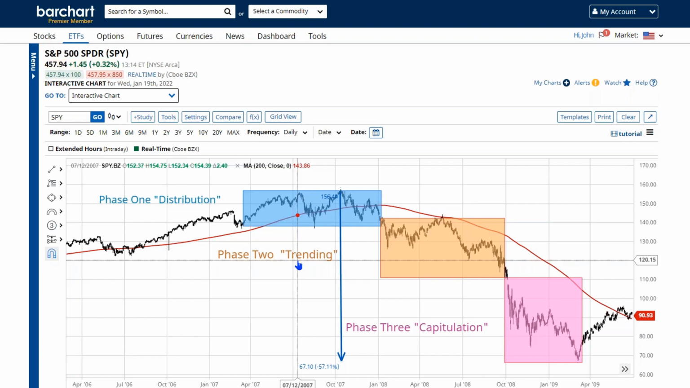But also, if we think about trends, a downtrend is defined by a series of lower lows and lower highs, lower lows and lower highs, lower lows and lower highs. And so we're in the trending phase. And then finally, the last phase is that distress selling, or the capitulation phase, where price accelerates far from our moving average and it falls very fast and very hard.